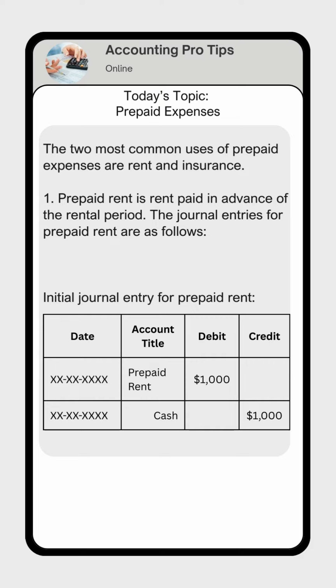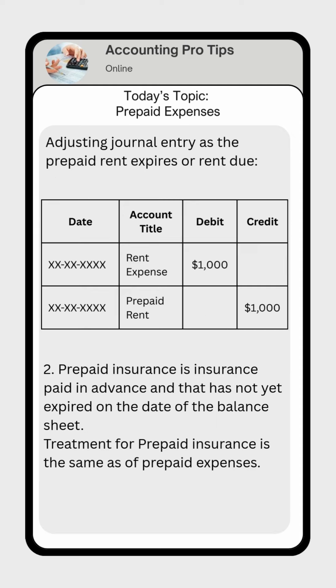1. Prepaid rent is rent paid in advance of the rental period. The journal entries for prepaid rent are as follows: prepaid rent account debit and cash account credit. Adjusting journal entry as the prepaid rent expires or rent is due: rent expense account debit and prepaid rent account credit.